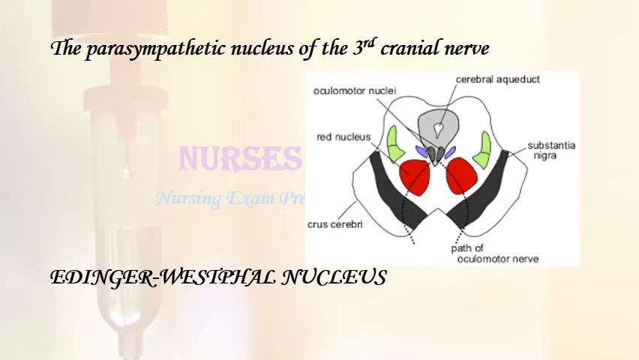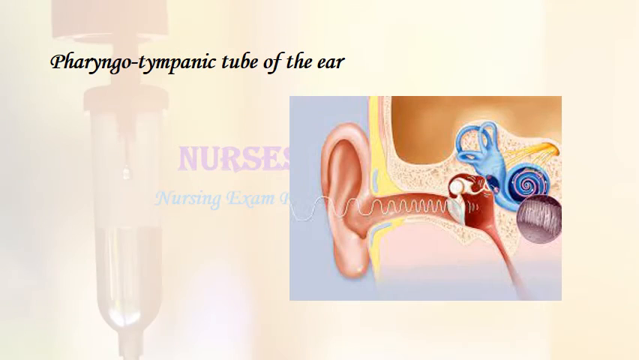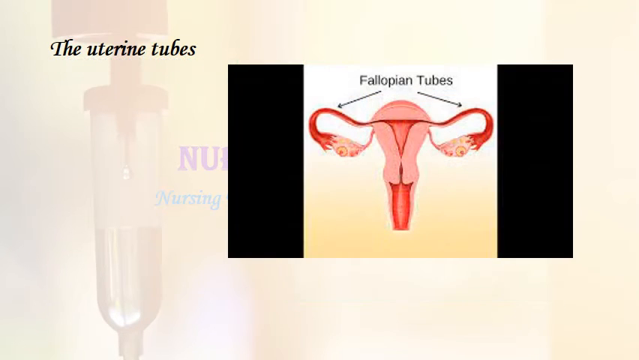The parasympathetic nucleus of the third cranial nerve: Edinger-Westphal nucleus. Pharyngotympanic tube of the ear: Eustachian tube. The uterine tubes: Fallopian tubes.